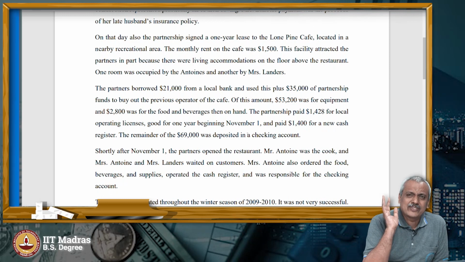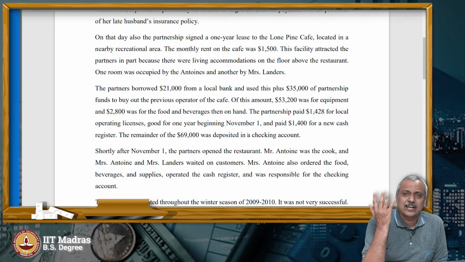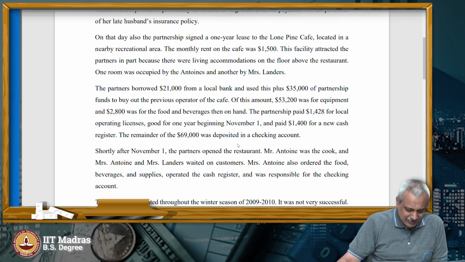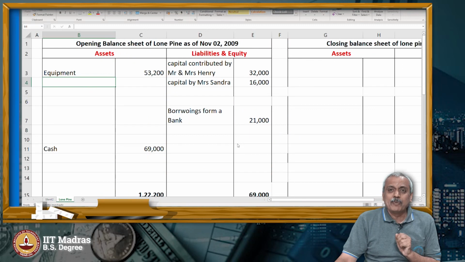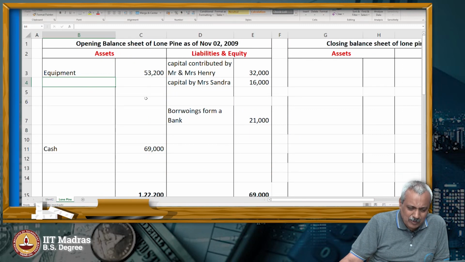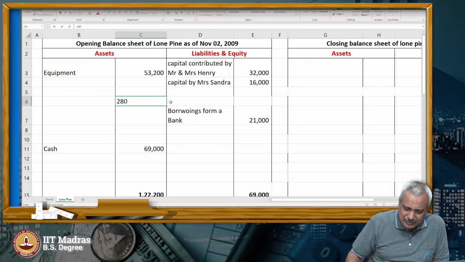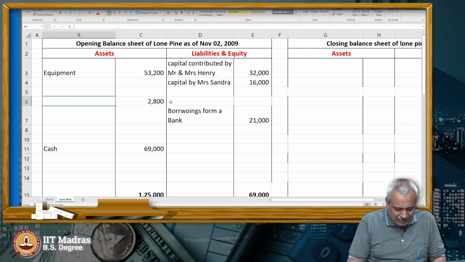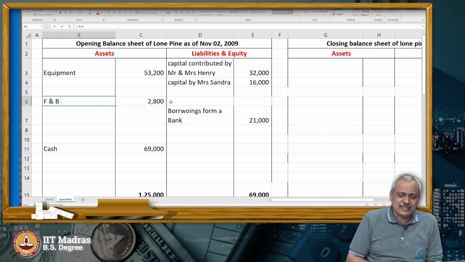Imagine packets and packets of some packed snacks out there, and cartons of soft drinks that they have. That is also what happens. Now they have paid for it. How much have they paid? They have paid about $2,800 for it. And what is it? It is F&B. Sir, why is it an asset?